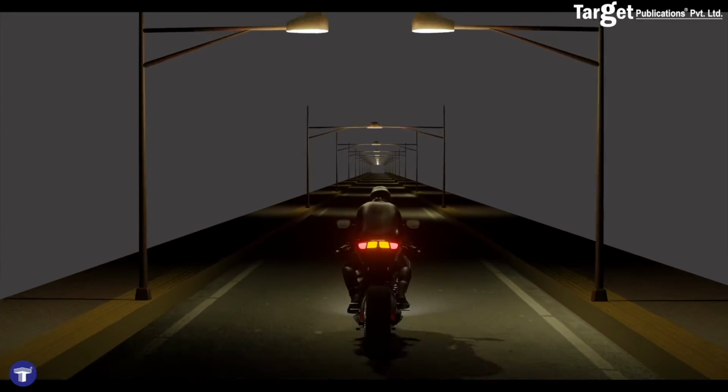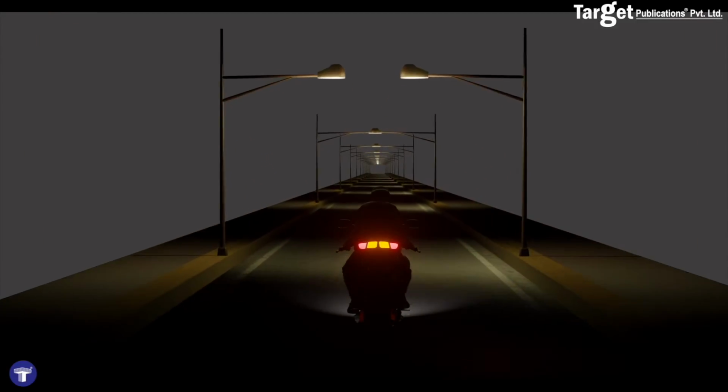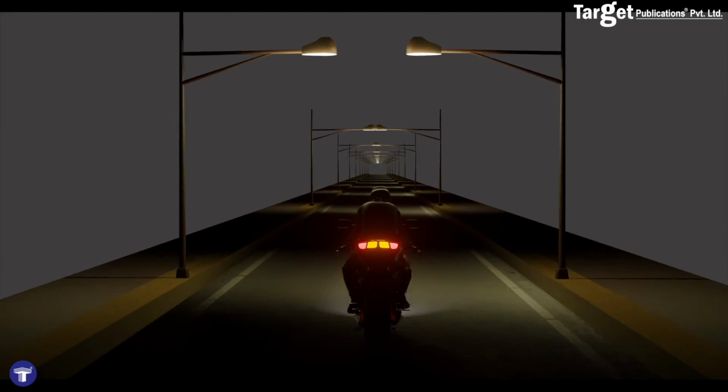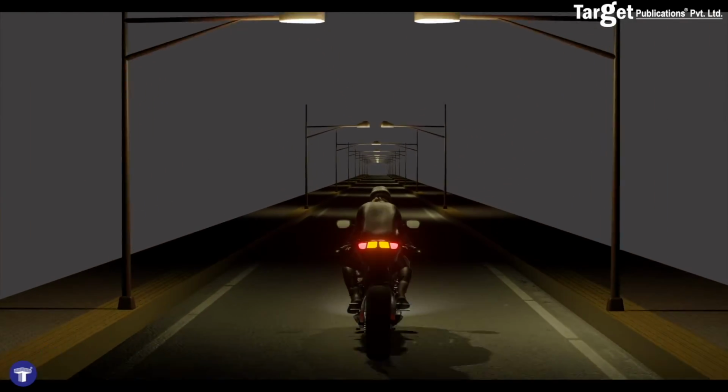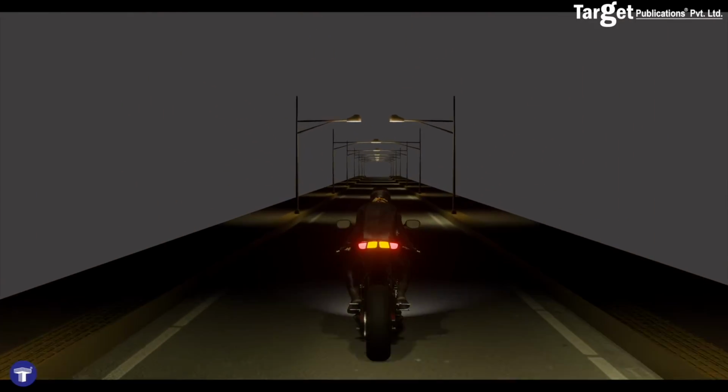When we look at these two street lamps from far away, they look like a single one because our eyes are not able to separate these two objects. However, on coming closer to the object, we are able to see that they are actually two different objects.